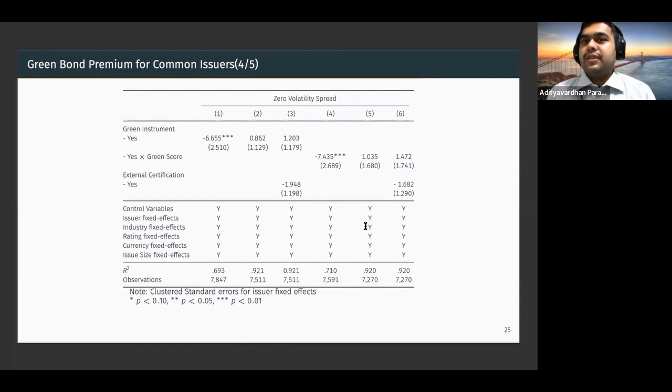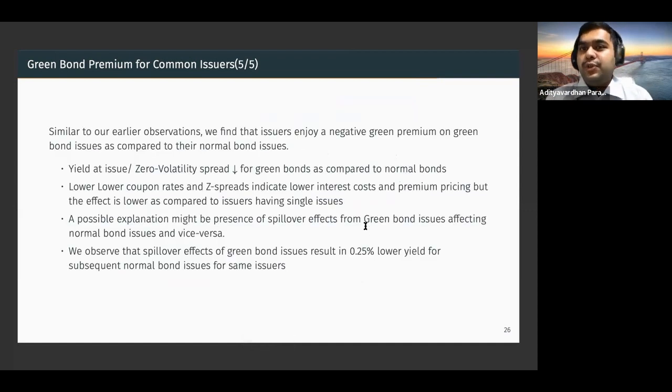Next slide. For common issuers, we reach the conclusion that yield at issue and zero volatility spread are lower for green bonds as compared to normal bonds. Lower coupon rate and z-spread indicate lower interest cost and premium pricing, but the results for premium pricing are not as promising as those for lower interest costs.